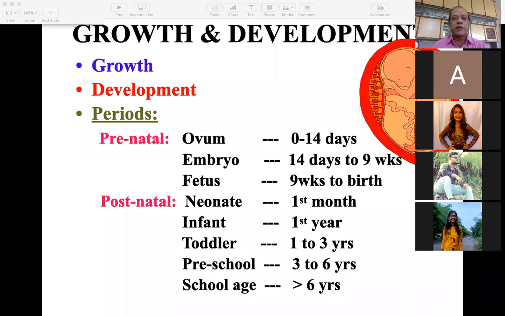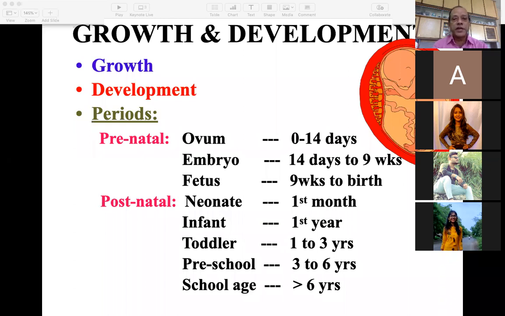Development is attainment of various functions, and please remember the development continues lifelong. Even if someone learns 5 minutes before his end of life, that will be the development. So development continues till death.